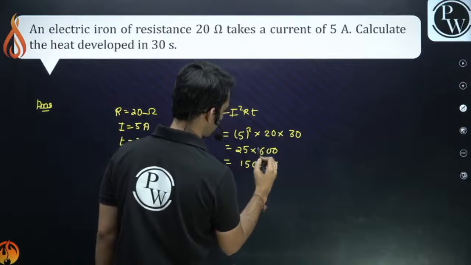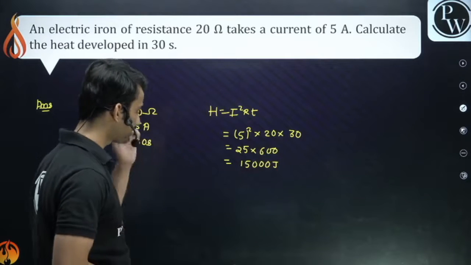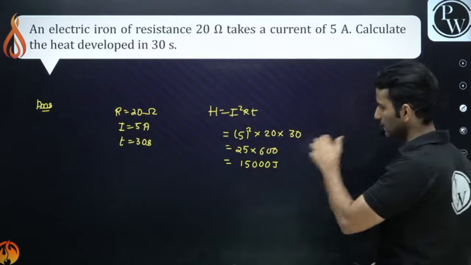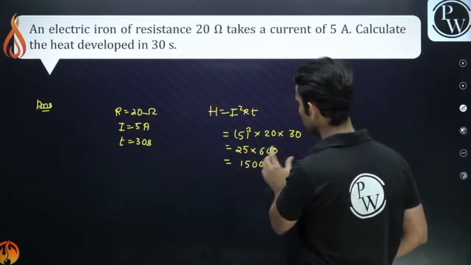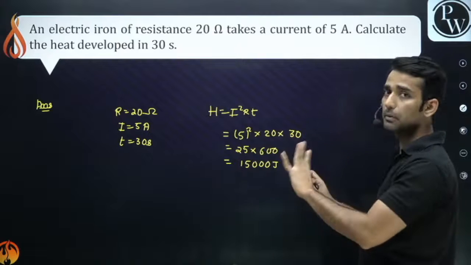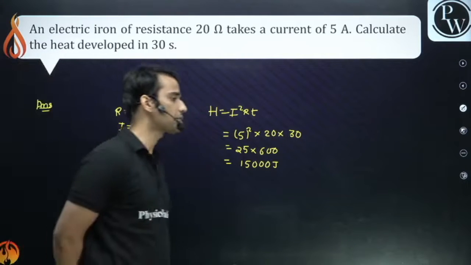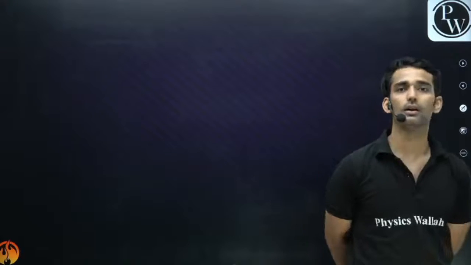15000 joules. Clear? This is it. 25 into 20 into 30 is 600, 25 into 600 is 15000 joules. This is the amount of heat produced. Clear? Very simple questions, guys. H is equal to I square into R into T.